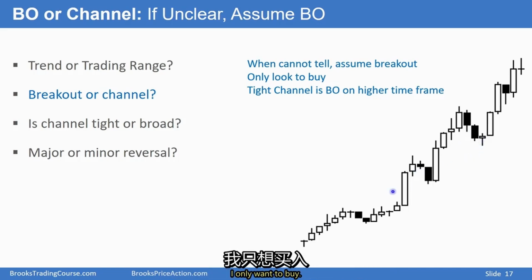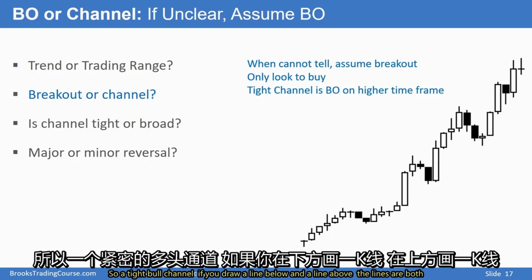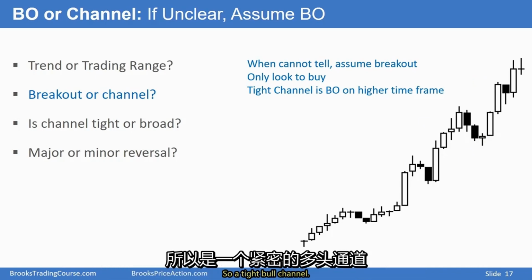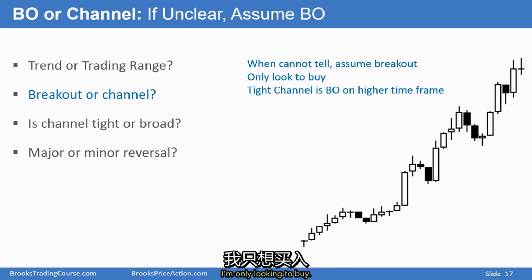I only want to buy. Look at this low, look at that high. The gap is open. Look at this low, look at that high. Gap is open. So we're still getting open gaps, and pullback's only a couple bars. So a tight bull channel. If you draw a line below and a line above, the lines are both fairly close together. So tight bull channel. It's a breakout on a higher time frame. I'm only looking to buy.